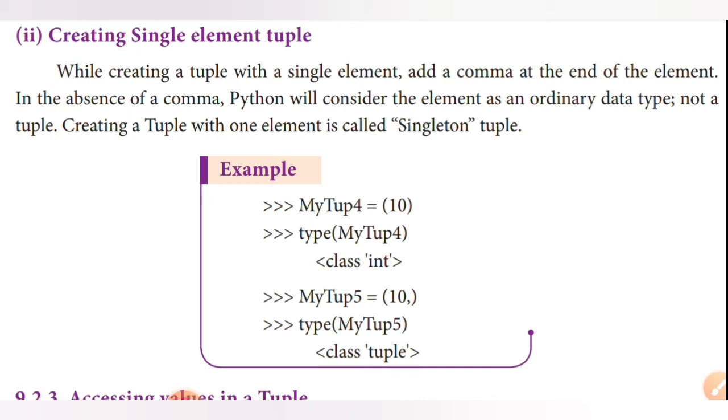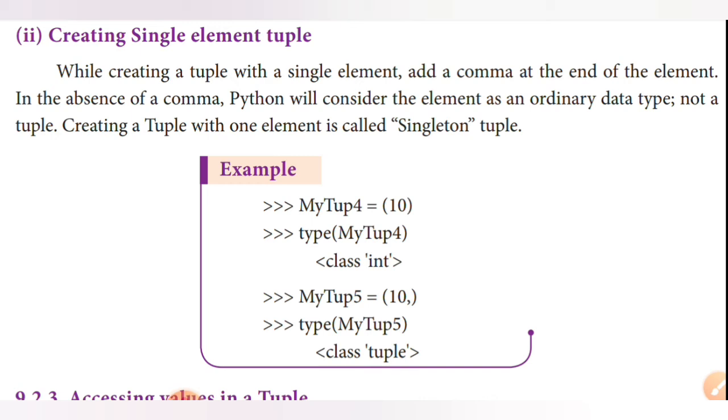My tuple 4 is equal to 10, within brackets 10. So you are not using a comma. We are giving only the element alone. 10 is the element. Now you can see the data type of this element. Type within brackets my tuple 4. So which data type does it show? It shows the integer data type. We know a whole number is considered as the integer data type. So it shows the data type int.